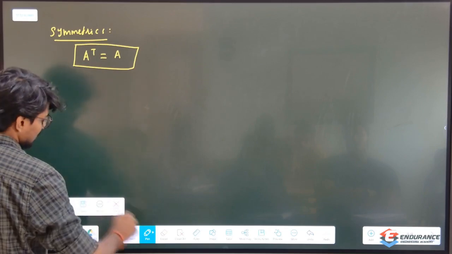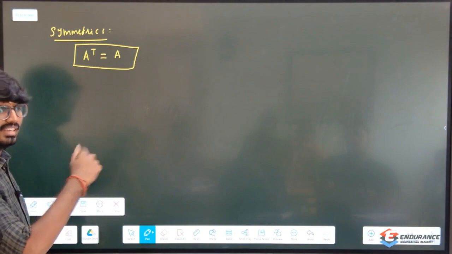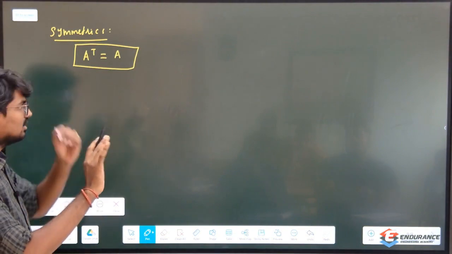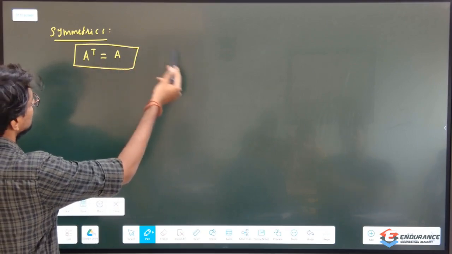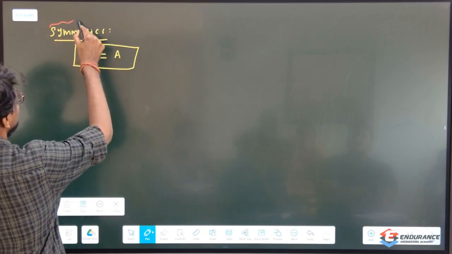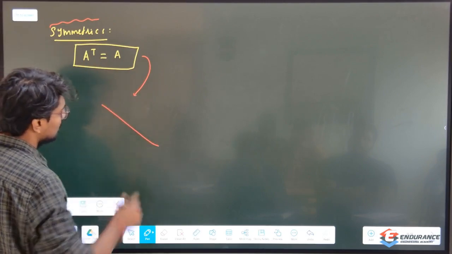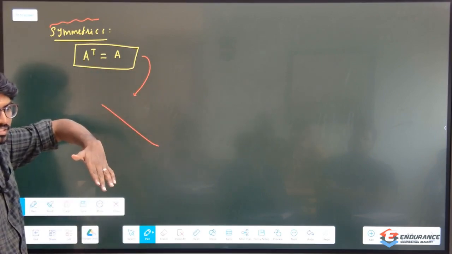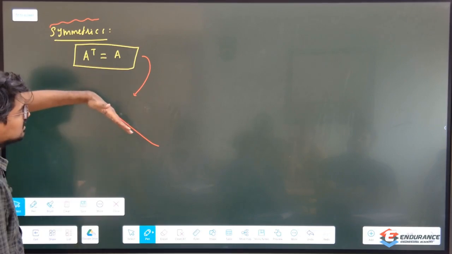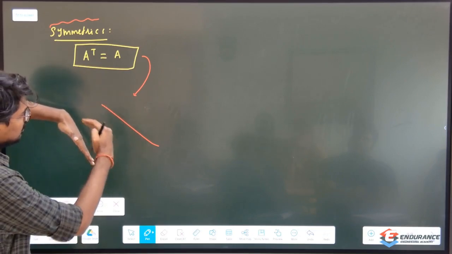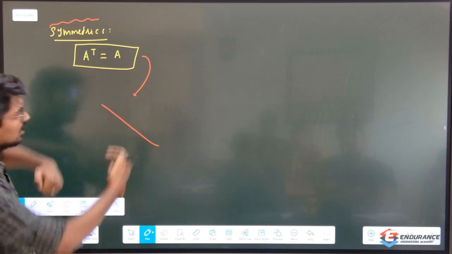This actually indirectly concludes something. A transpose equal to A, it has to be a square matrix, that is correct. But the symmetric matrix indirectly concludes something else also. It indicates that your diagonal elements will act like a mirror. The element which is below the diagonal element will be symmetric to the element which is above the diagonal element. So what does it mean?